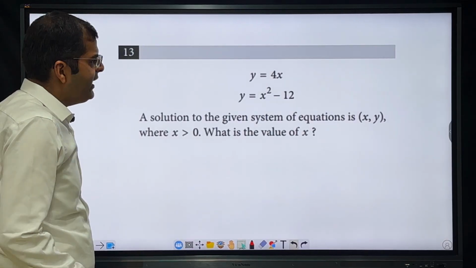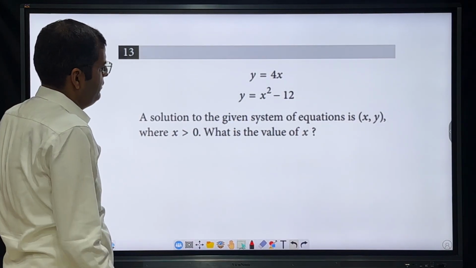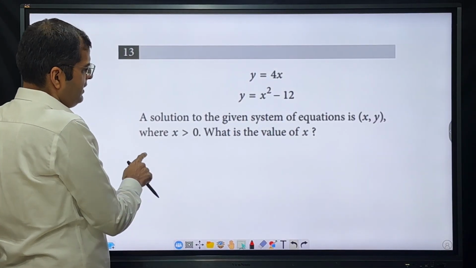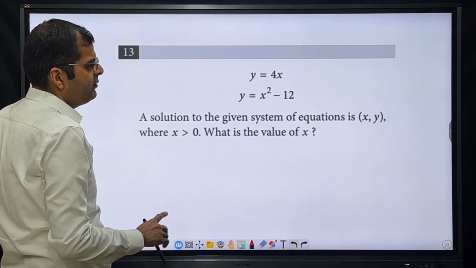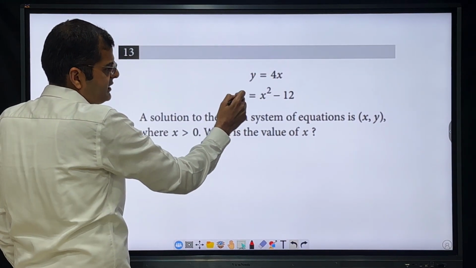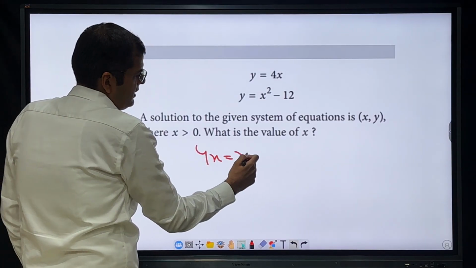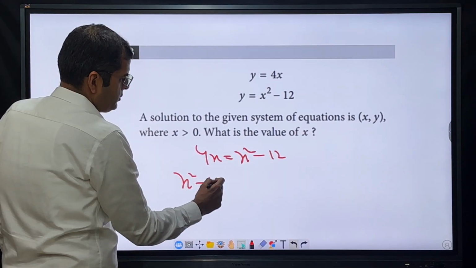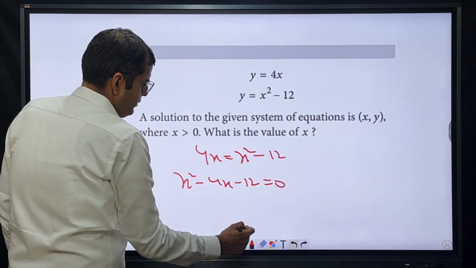Now this question says y equal to 4x and y equal to x square minus 12. A solution to the given system of equations is x comma y, where x is greater than 0. What is the value of x? So x is greater than 0. So y equal to 4x. If I solve this, I can write 4x is equal to x square minus 12, because y is 4x. This becomes a quadratic: x square minus 4x minus 12 is equal to 0.